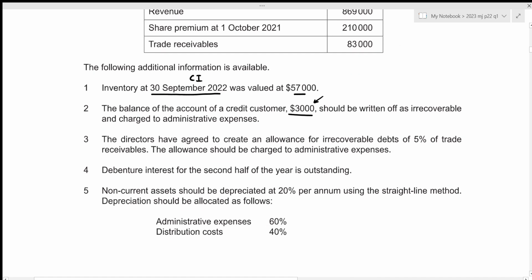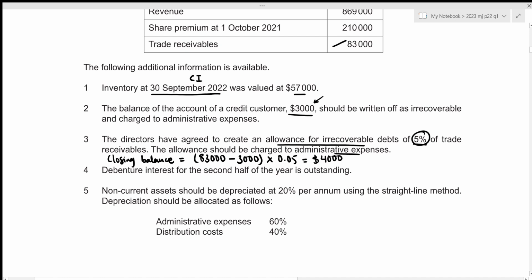Then the directors have agreed to create an allowance for irrecoverable debts of 5% of trade receivables, and the allowance should be charged to administrative expenses. So let's figure out the allowance for irrecoverable debts closing balance. Remember, while calculating the allowance for irrecoverable debts, we also have to adjust for our bad debts. We're given trade receivables as 83,000, but before applying the rate, we first need to subtract the bad debt of 3,000 and then multiply this amount by the rate of 5%. This results in the closing balance for allowance for irrecoverable debts being 4,000.